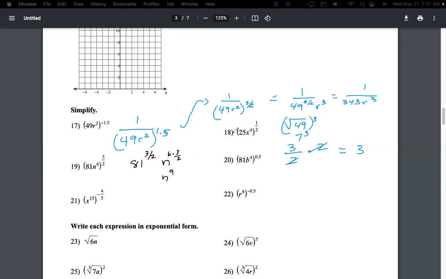Over here, we have 81 raised to the 3/2. So that's the same thing as taking the square root of 81 and raising it to the 3rd power. What's the square root of 81? 9. And what's 9 to the 3rd power? 729. And then we've got 729 n to the 9th power. That makes sense. That's the final answer, yes. And that's for 19.